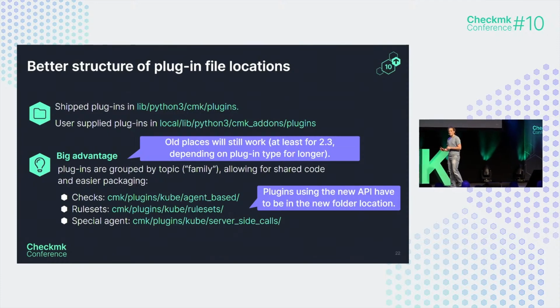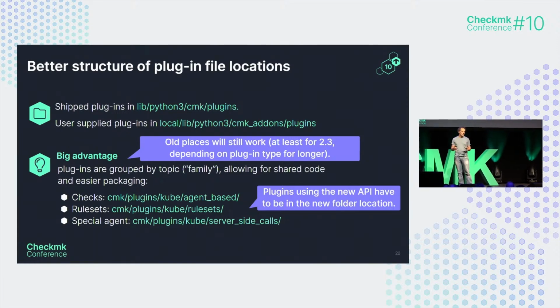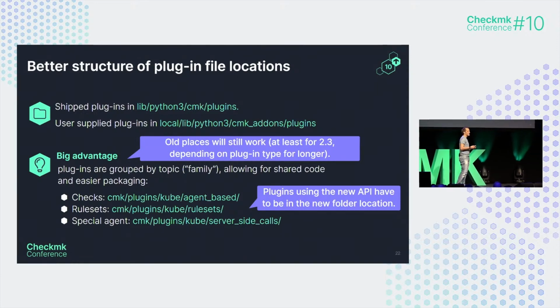But the point is we no longer have all of the check plugins over here and all of the rule sets over there, but we have everything that belongs together and is likely to be packaged into one MKP in one common path. And that makes the plugin deployment and creation much easier. And also it means that every MKP can have its own namespace, and it's less likely that you have colliding files or something like that.